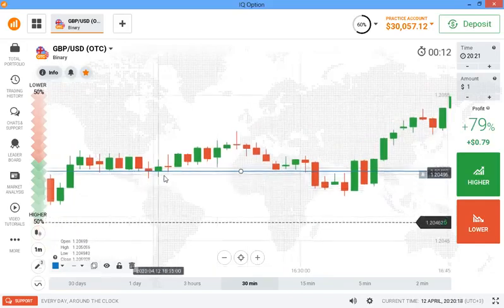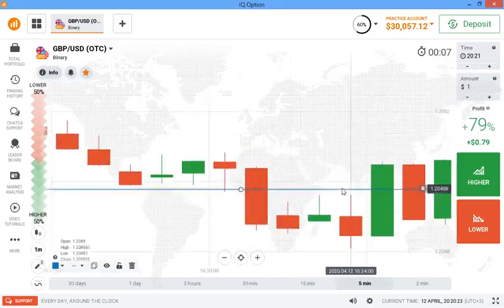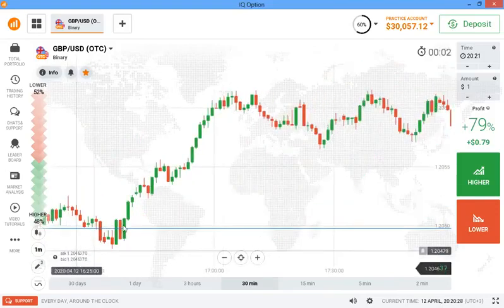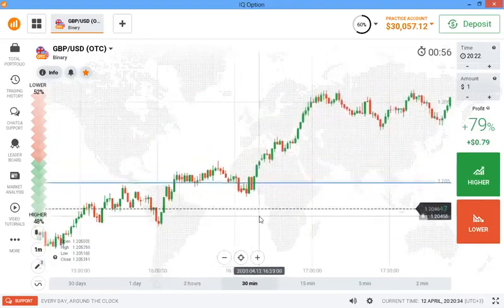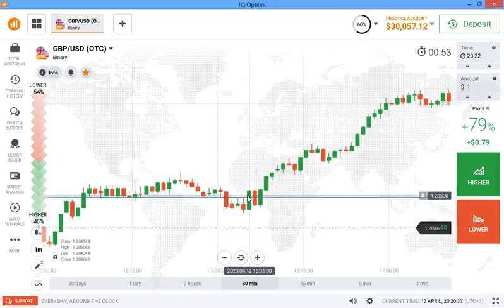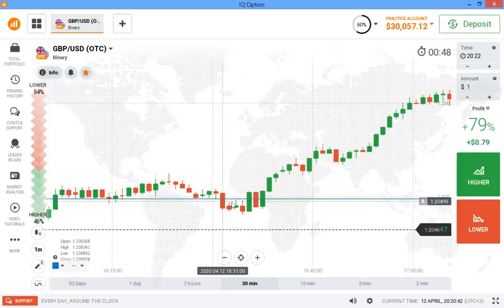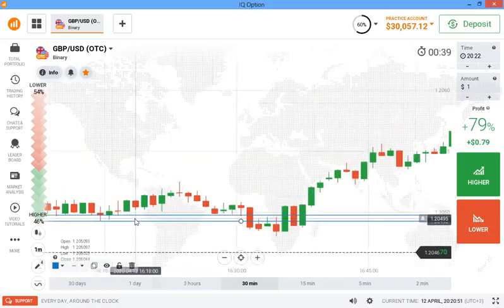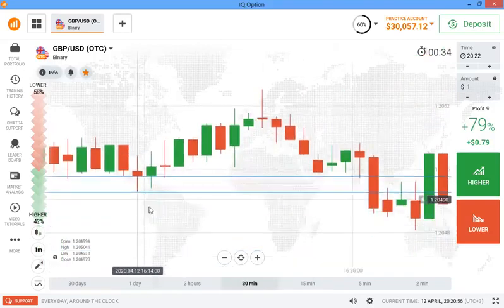So this is the support level right here. We also have a support level here. Then if you look on the right side, you will see a resistance level. A resistance level here. You see a resistance level here. Like here, I'm having a resistance level. This is my support level, which I have drawn.